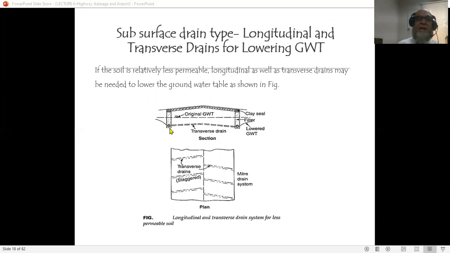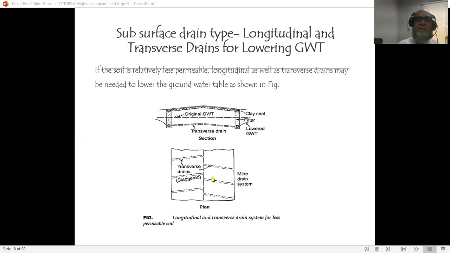Sometimes providing longitudinal pipes may not be enough. So along the length of the roadway, you also connect these pipes to these longitudinals. So what is happening now? The water will be lowered. When the water goes down, it will be intercepted by these pipes. These pipes are staggered for economic purposes. So some water will go here, some water will still seep through, it will go here, and this will be intercepted by this transverse drain. Again, these are perforated pipes, wrapped with geotextile material so that no clogging occurs.